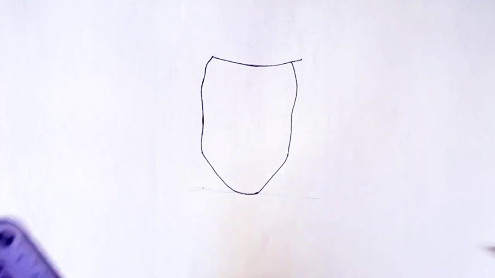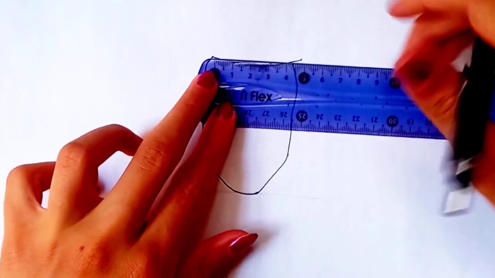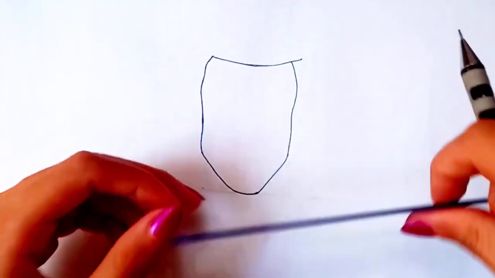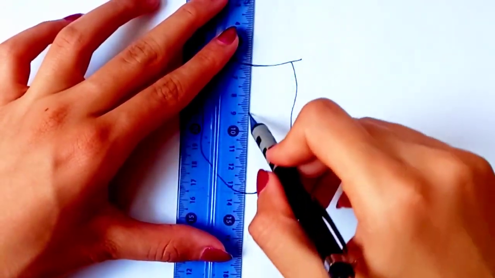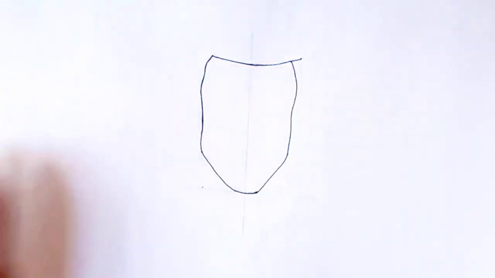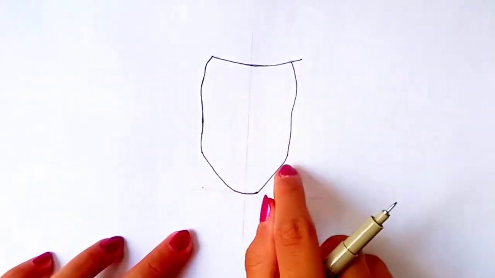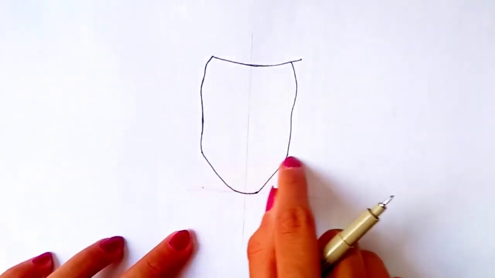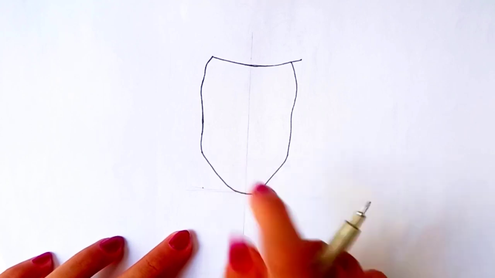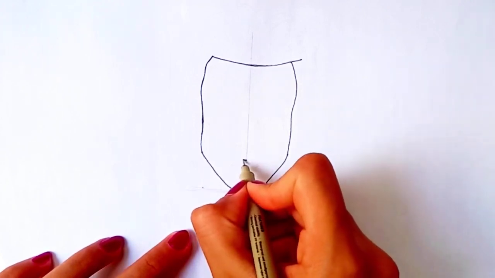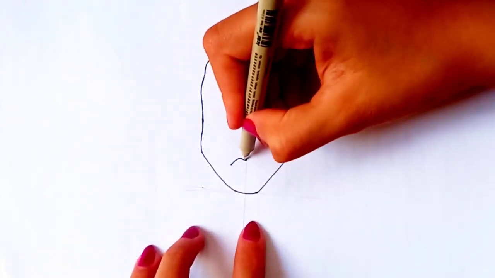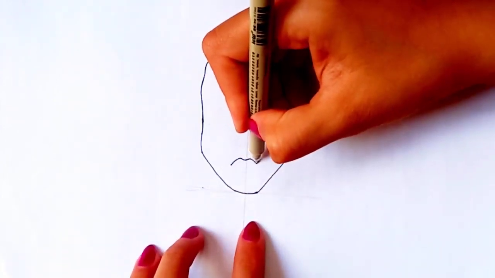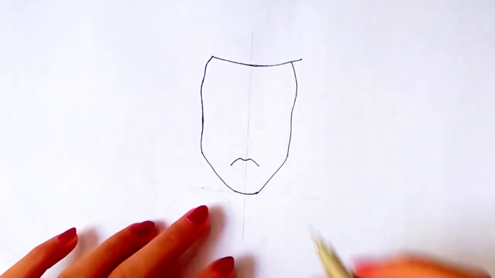Now I divide his face into two similar parts. Now it's time to draw the details of his face. I start with his lips. He has big lips, a big nose, big eyebrows, and small eyes. Also some tattoos.